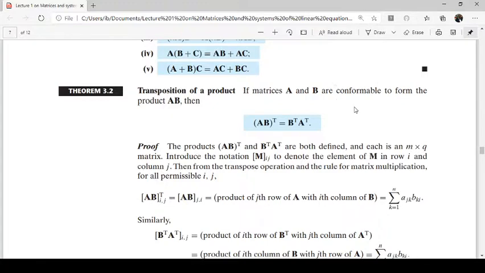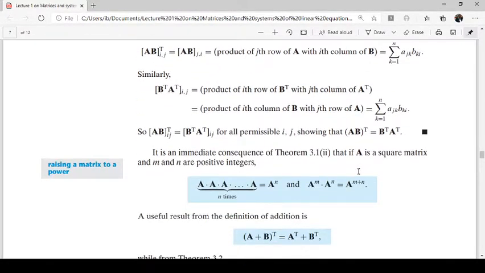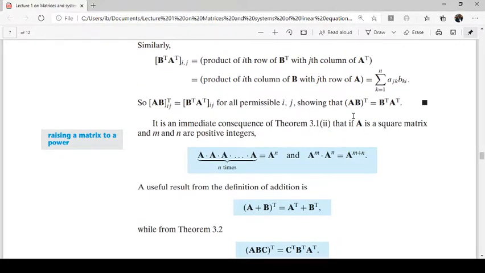That matrix must be defined by matrix multiplication. So it can form a product where (AB) transpose is the same thing as B transpose multiplied by A transpose. The proof is here. I don't think you will need the proof, but you can just look at that for your own personal reference.